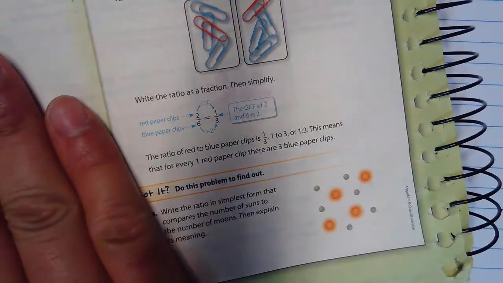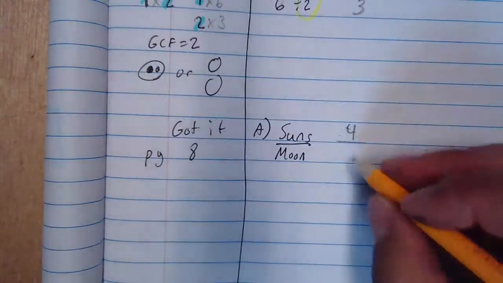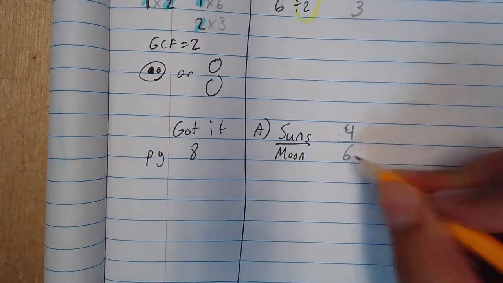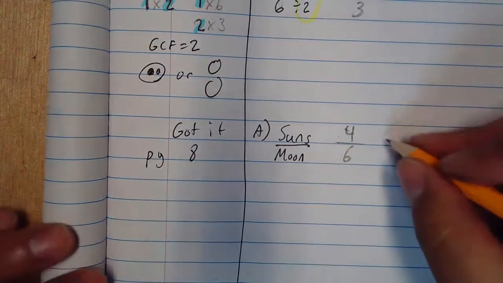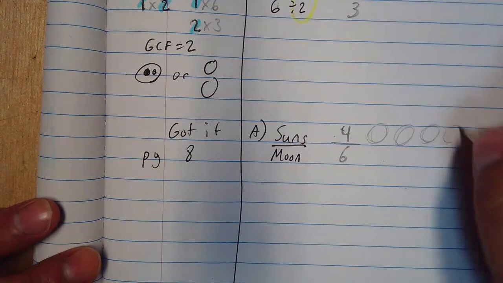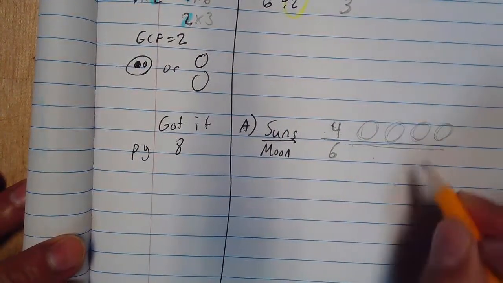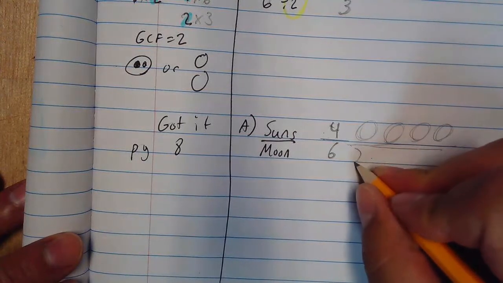How many moons? 1, 2, 3, 4, 5, 6. 1, 2, 3, 4, 5. Yeah, you can see the answer. That's okay. So, again, you don't have to keep drawing pictures for everything, but I want you to see where I'm coming from, okay? 4 to 6. And I'm going to draw a moon like this.